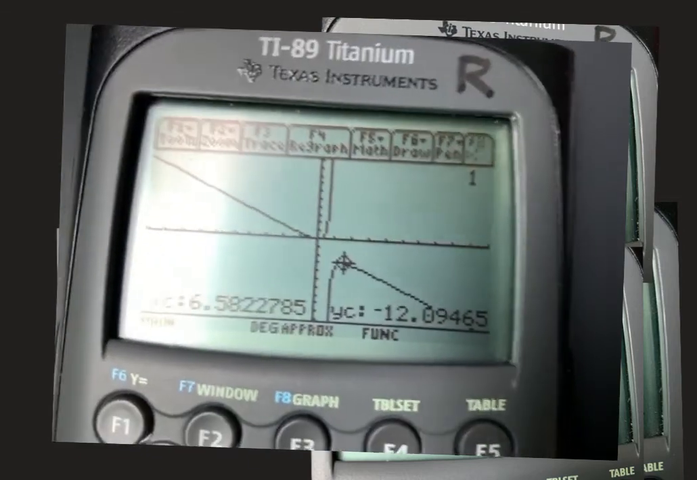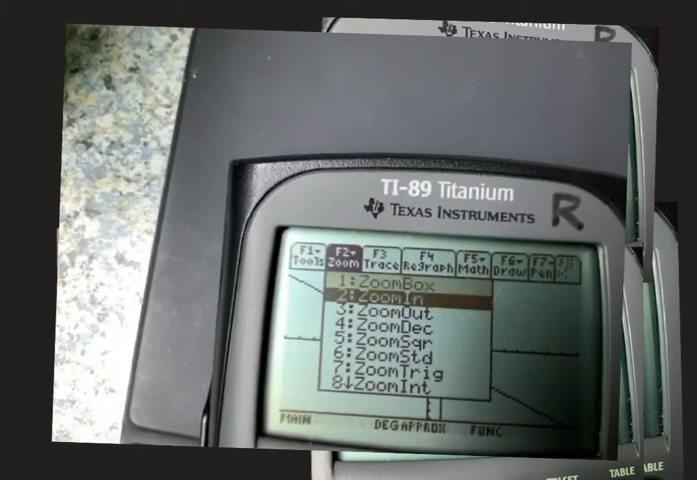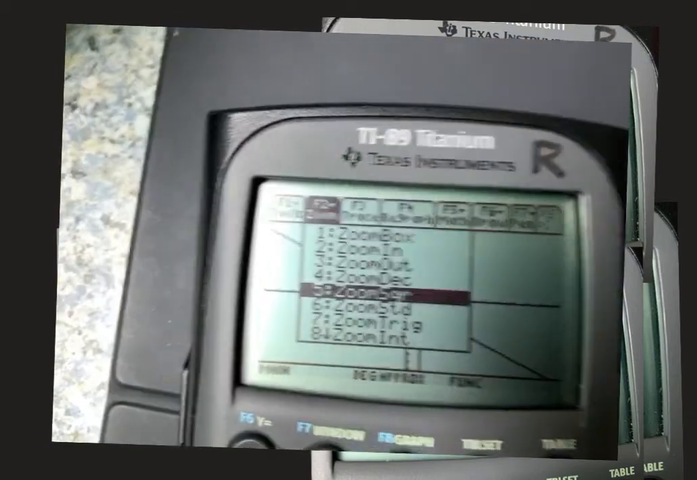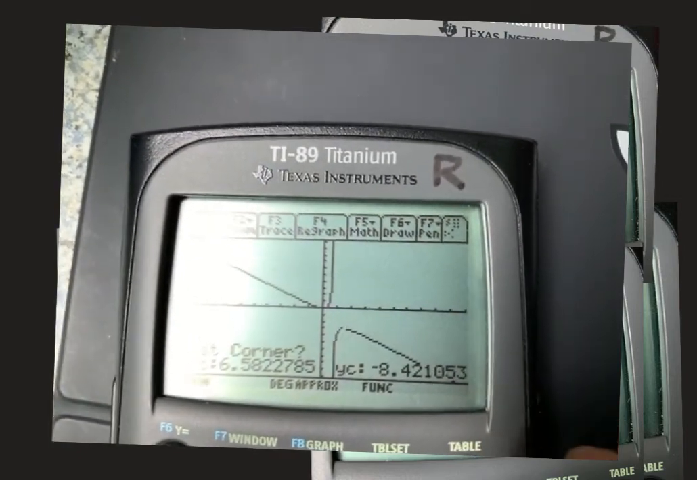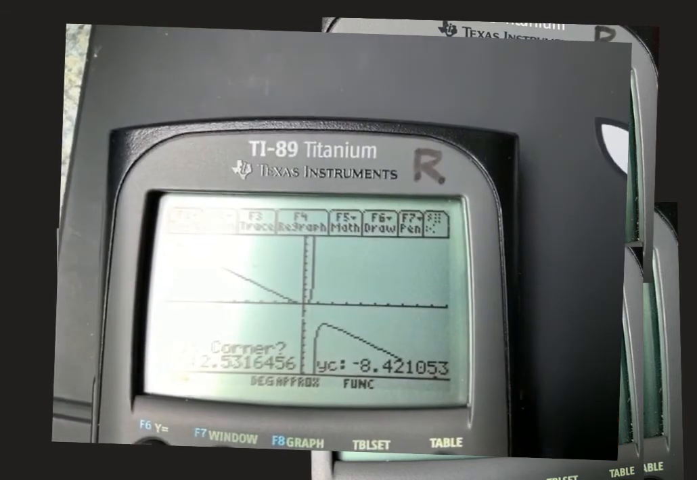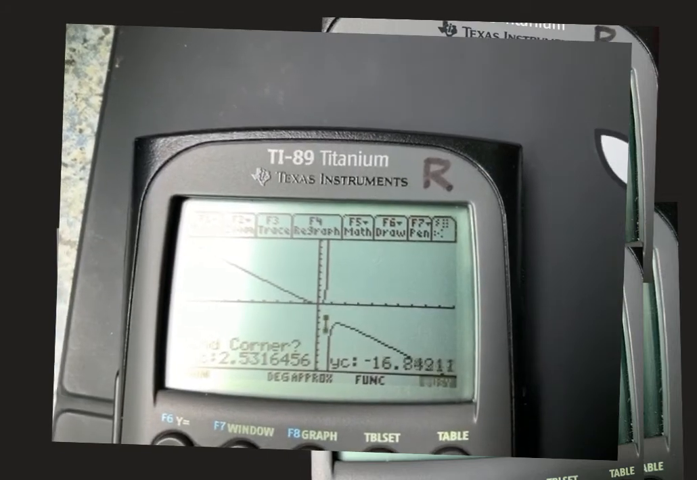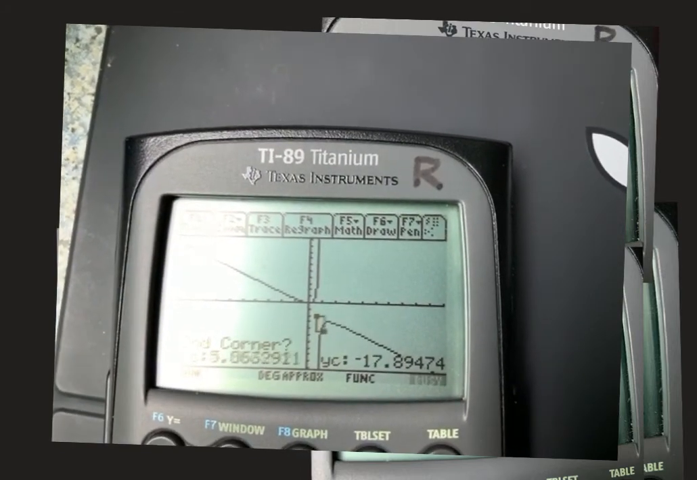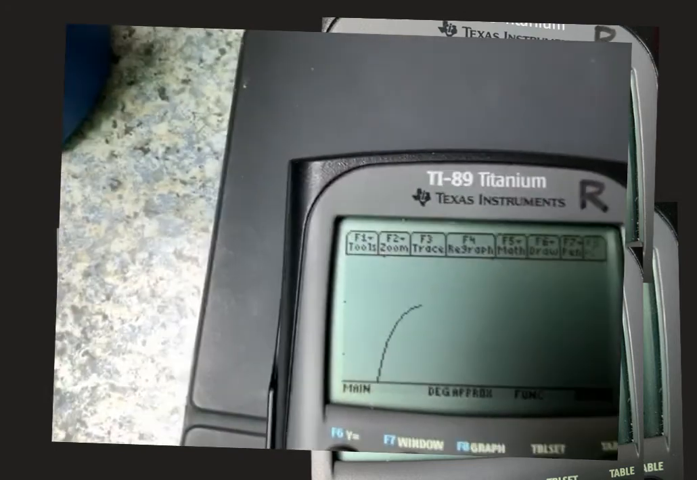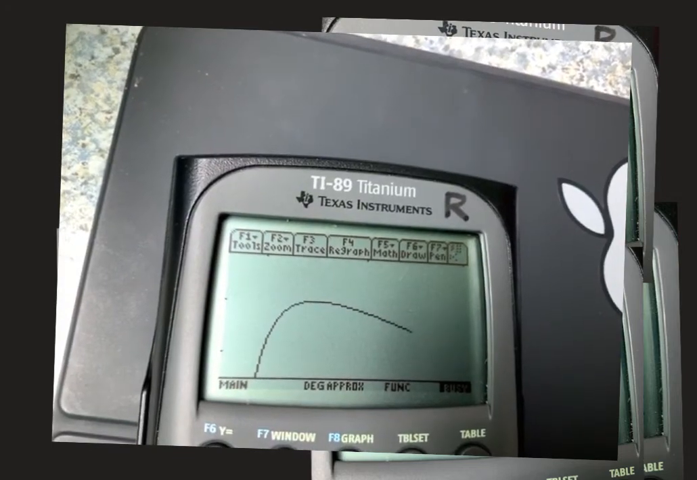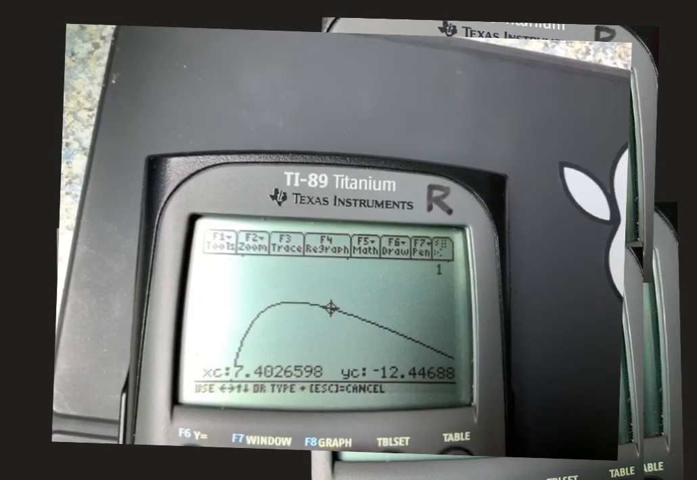Let's try a zoom box. Let's see. Oh, zoom box is number 1, so let me hit 1. I'm going to move up just a little bit above this. Okay, that's going to be my upper left corner. Come down and go across. So I really want to zoom in on this a lot and hit enter. There we go. Let's see if we can do a trace on this now.